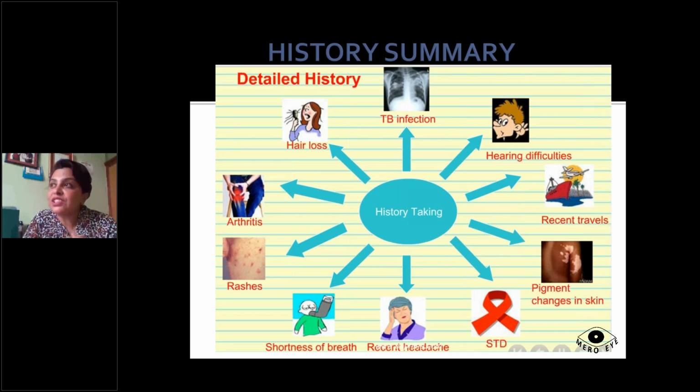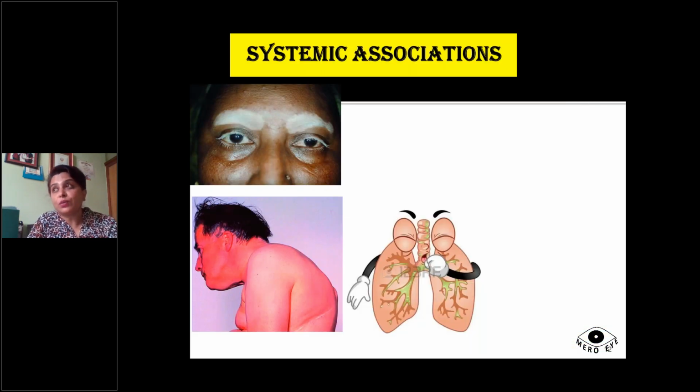A patient might just give a history of diarrhea. He might not feel it important to mention it to you, but this could be a case of uveitis due to Crohn's disease or ulcerative colitis. So when a patient of uveitis enters your room, you have to examine the patient in total.